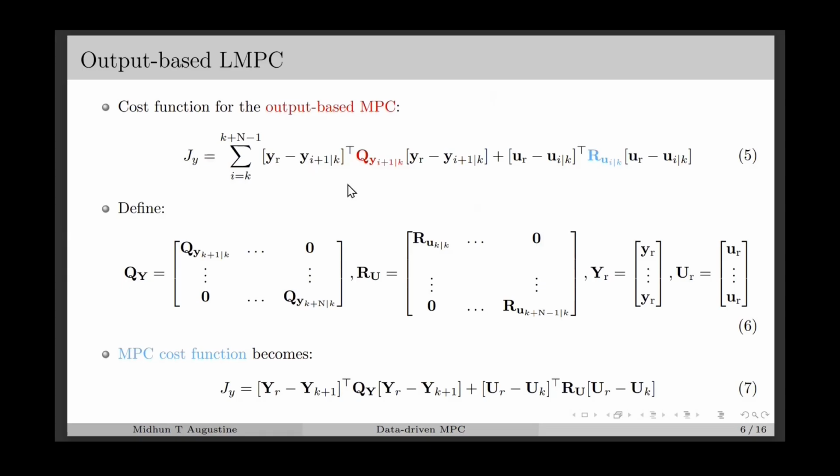Now, from the previous slide, we have the cost function for output-based LMPC as in equation 5. By defining the block diagonal matrices capital QY, which contains all these individual weighting matrices as its diagonal elements, and similarly capital RU, which contains all the input weighting matrices as its diagonal, and YR contains all the output reference values as its column elements, and UR contains the input reference for all the N instants, we can represent the cost function in equation 5 as in equation 7. If you expand this term, we will get a summation of N terms, and similarly for the control input term.